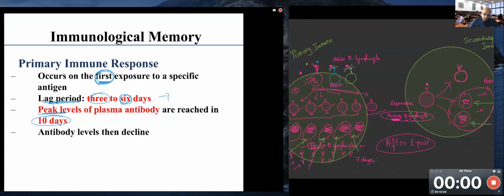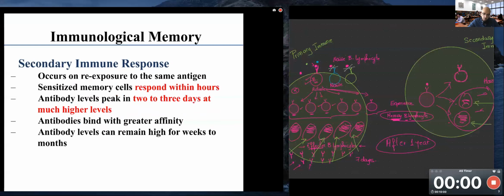And then the antibody levels will decline after 10 days of getting exposed. In a secondary immune response, this takes place on a re-exposure to the same antigen. So I've got pre-activated memory B cells sitting in my lymphoid organs waiting for the antigen. And once they get re-exposed to the same antigen, they will respond within hours. I don't need much time to recognize, bind to the antigen, and activate the B lymphocytes from scratch.